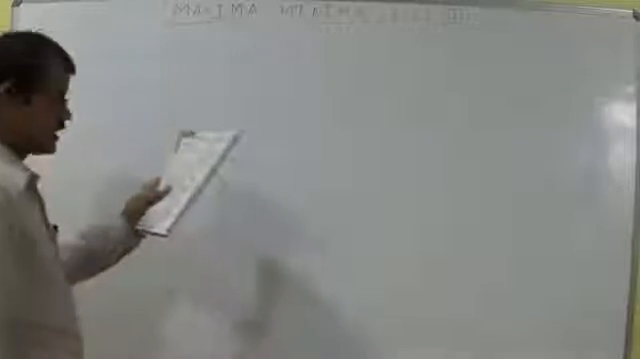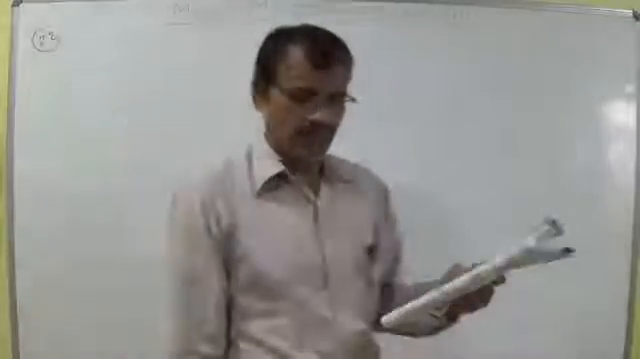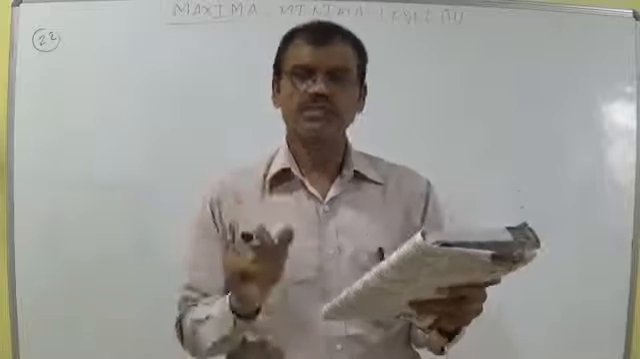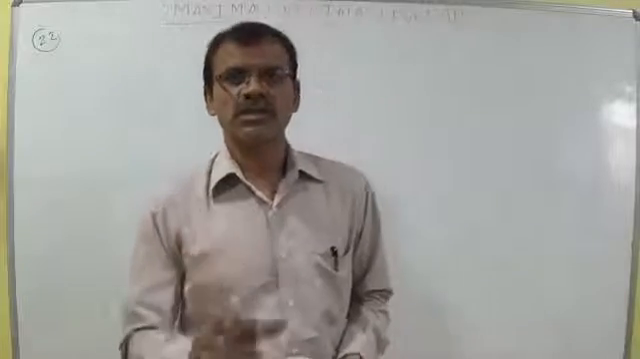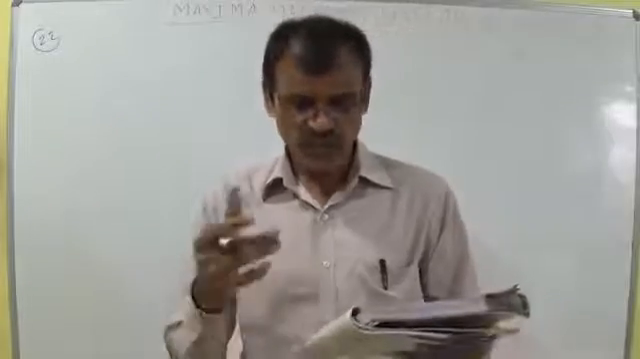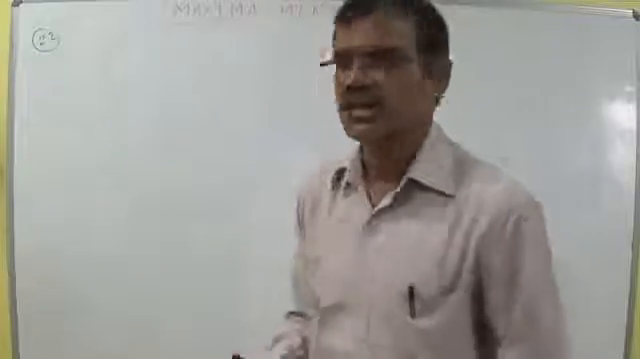The radius of a right circular cylinder of maximum volume. Underline here: which is having maximum volume. So the cylinder is having maximum volume. Radius of a right circular cylinder of maximum volume, which can be inscribed in a sphere of radius capital R.